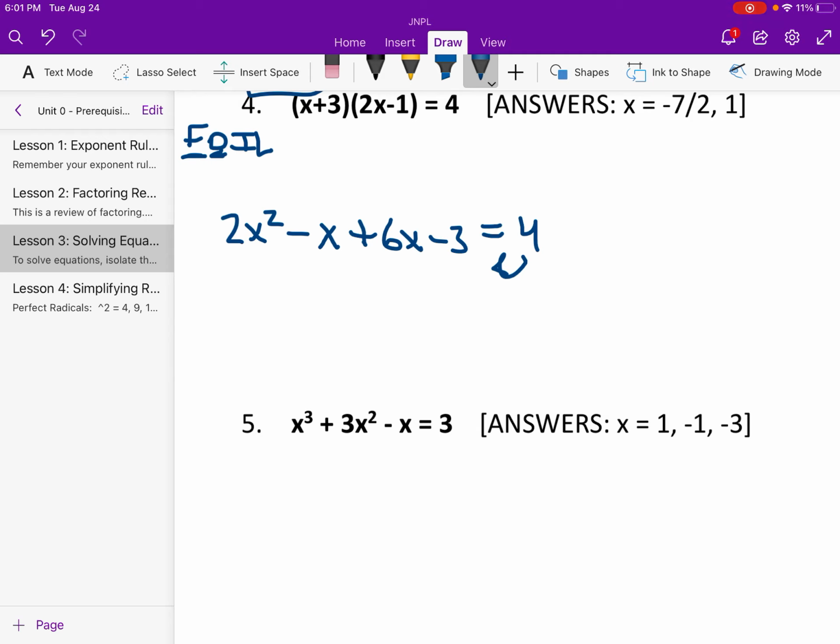Negative 4, so that would make it minus 4 right here. So 2x squared, you combine those, positive 5x, minus 7 equals 0. There we go. Now we need to factor.